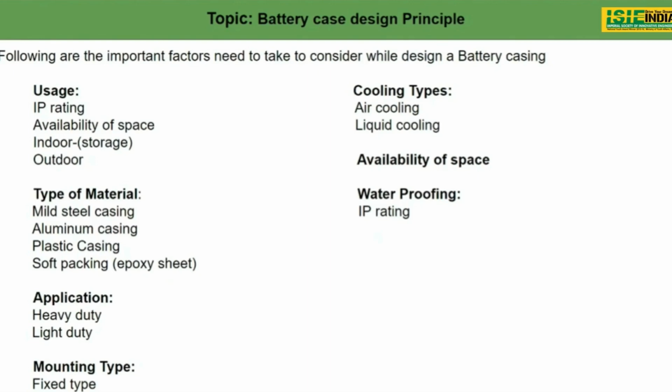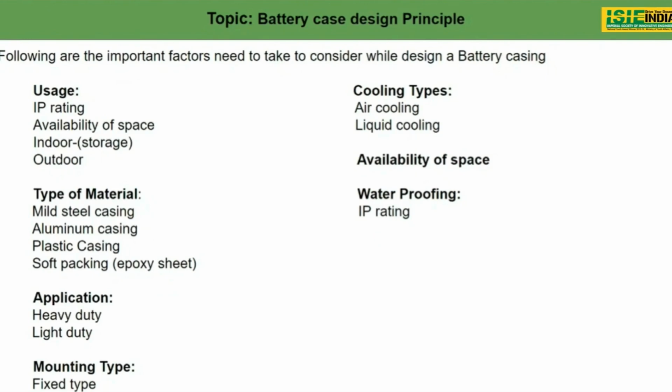The next one is the availability of space. The structure of the battery pack mainly depends on the space availability. Nowadays in India, many vehicles have the same kind of pattern. Even in a two-wheeler or scooter, the battery pack is installed under the rider's seat cover. If the space is rectangular, the pack shape would be rectangular. If the space available is square, the battery would be square.